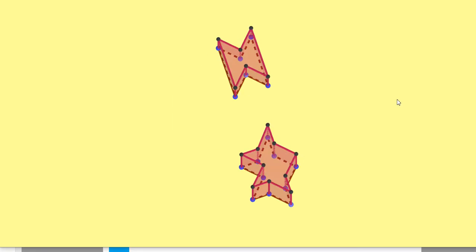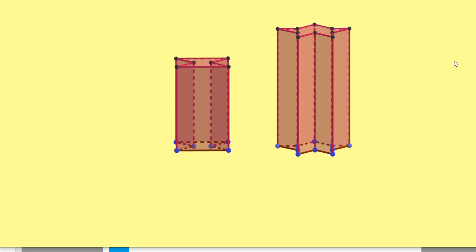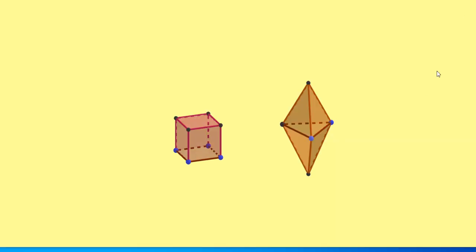Look at these polyhedrons. These polyhedrons are not convex. That is, these are not convex polyhedrons.